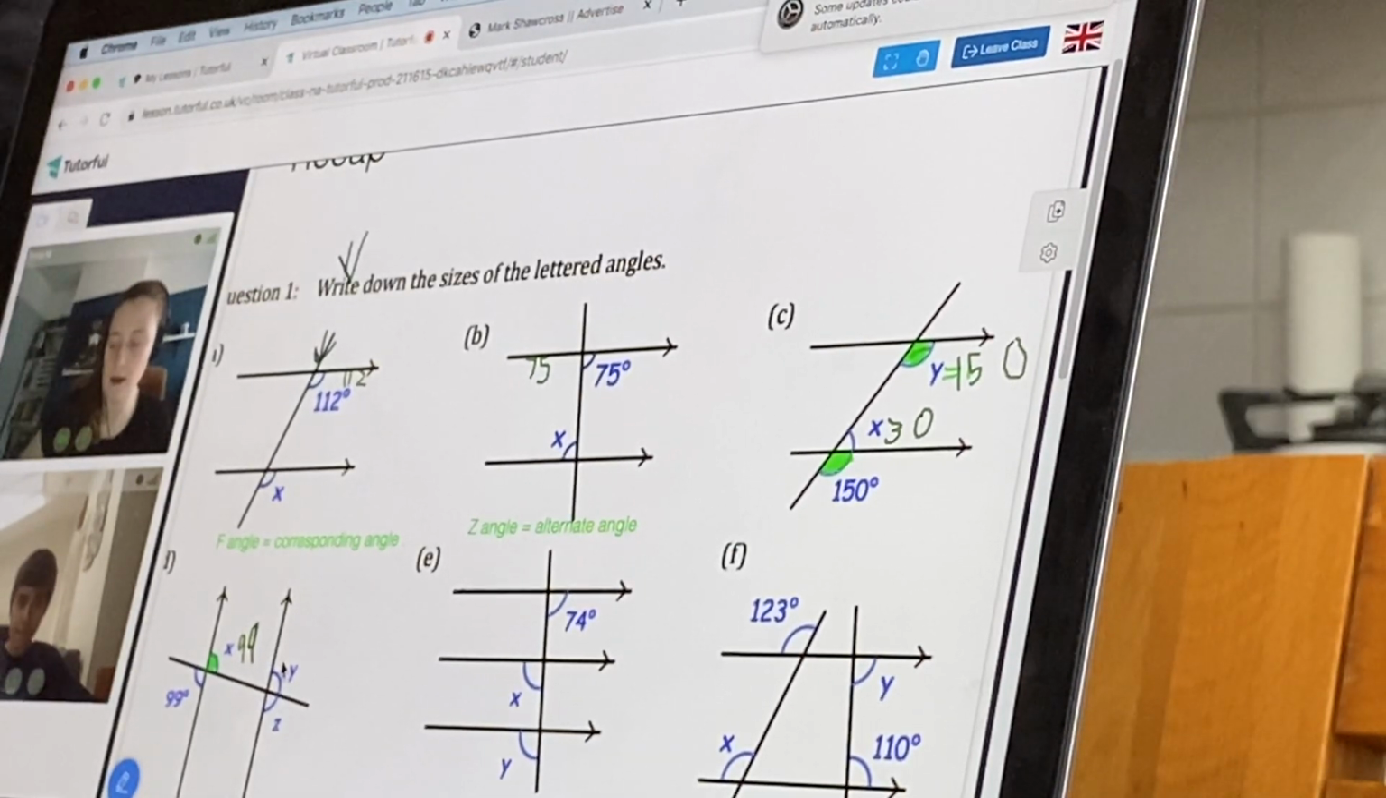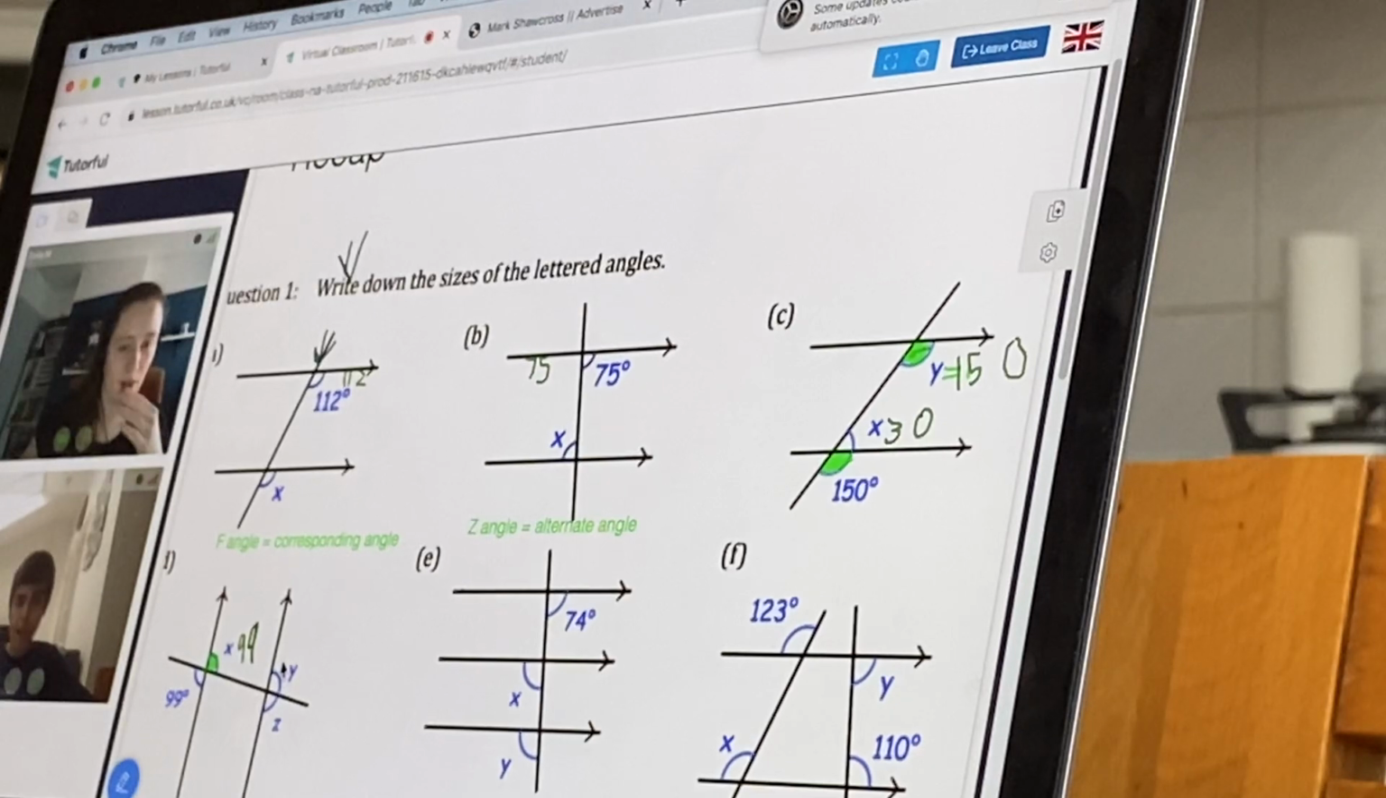That's okay. So we'll write that down for now because that's going to come in handy later. So y plus z is 180, because they're on a straight line. But first, to solve this equation, to find out what y and z are, we need to work out what y or z is, don't we?